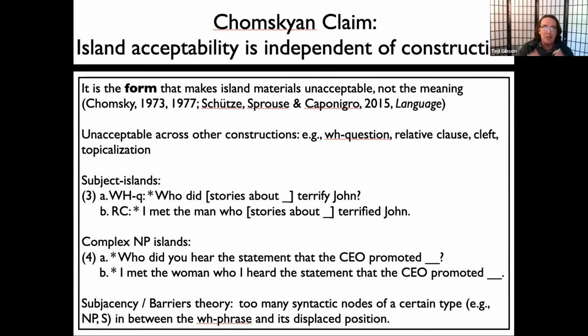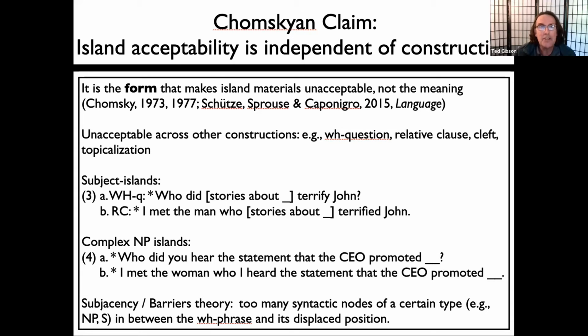So critically for the constraint-based claim, it is the form of these questions that makes island materials or other kinds of materials unacceptable, not the meaning. So they're unacceptable across, not just in WH questions, but across other constructions which use filler-gap dependencies, such as relative clauses, clefts, topicalizations, a whole bunch of those kinds of constructions that are present in English. So we have a parallel unacceptable subject island in a relative clause: I met the man whose stories about terrified John. Also bad. And a parallel unacceptable complex NP island in a relative clause: I met the woman who I heard the statement that the CEO promoted. These are also bad.